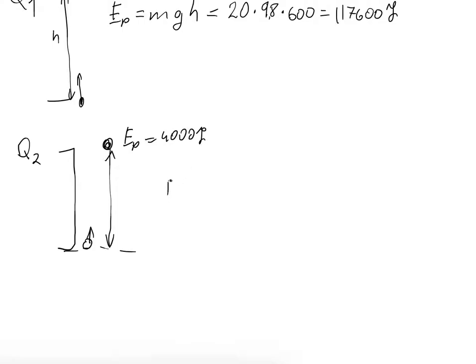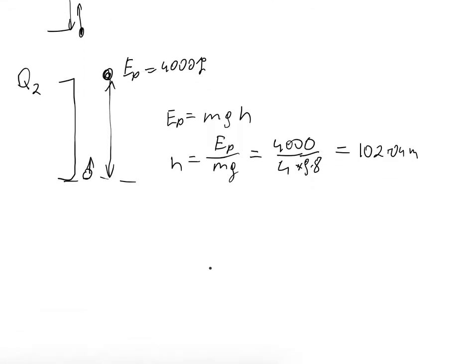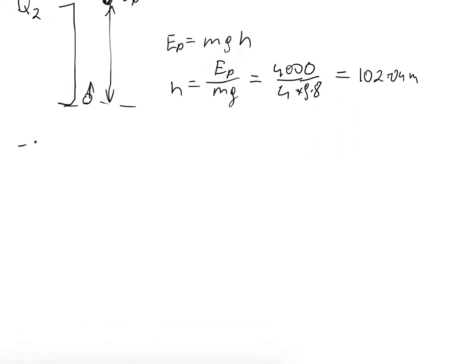So we know that EP is mgh, so the height is equal to EP divided by mg, and that goes to 4,000 divided by 4 times 9.8, and that turns into a height of 102.04 meters. So that's question number two. Moving on to question number three.